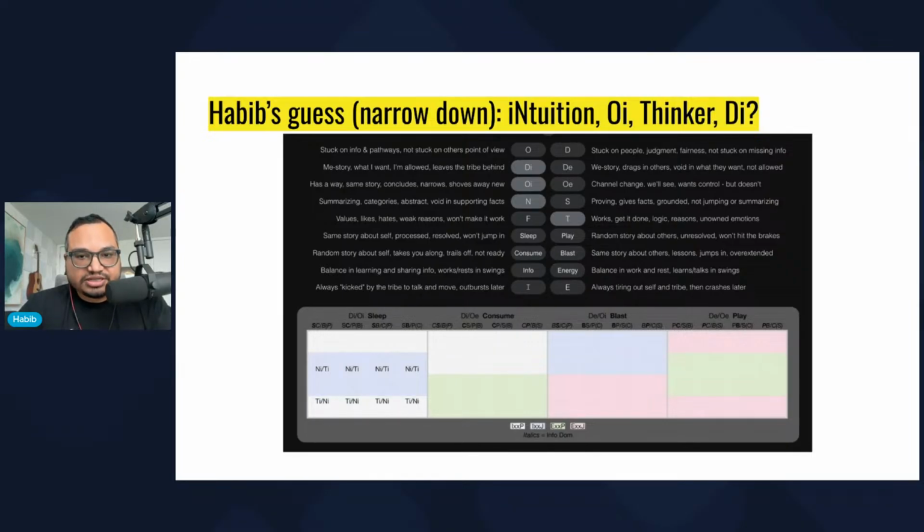So narrowing down the type, let's do it. The first thing I'm seeing is intuition and thinker, so NT. And then I'm also seeing DI, like even though he's very friendly, he's self above tribe in the sense that he's going on his own perspective. And he has an OI process. You can easily find him looking at the NI patterns, how they compound on each other.